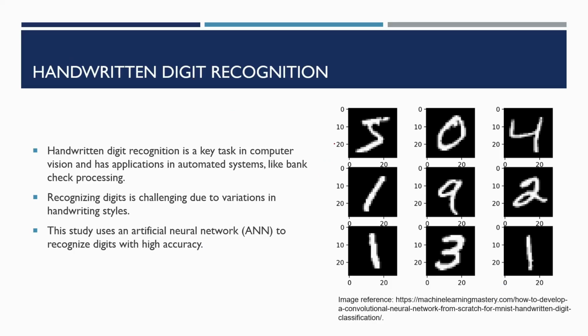Handwritten digit recognition is crucial in fields like finance and postal services where automation helps process checks or addresses. However, variations in individual handwriting make it challenging. As we can see in these figures, 5, 0, 4, these are all handwritten digits and they vary in shapes a lot. In this study, the authors implemented an artificial neural network specifically designed to recognize digits with high accuracy, addressing these challenges through a well-trained neural network model.